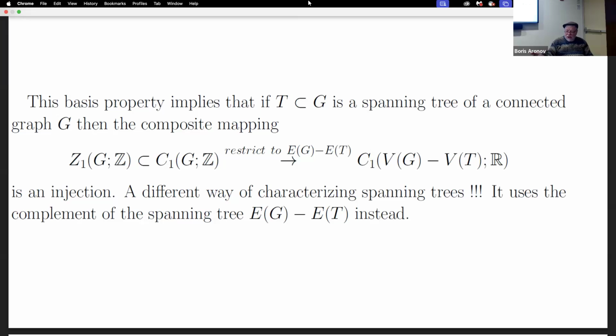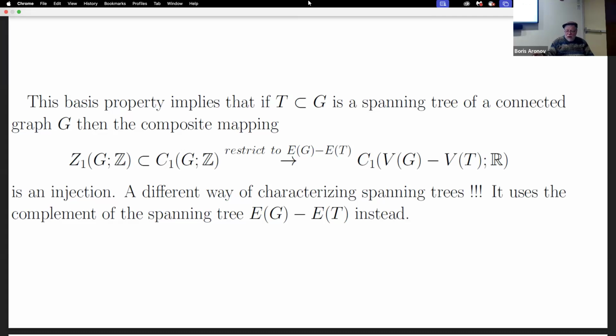Okay, yeah. So over here, I could look at the cycles that I formed by starting with an edge outside the spanning tree. That's sitting inside the set of all the sums of the edges, and then I can look at the cycles on the vertices of G minus the vertices of the tree, and I capture all the cycles by knowing what's going on outside the spanning tree. So that's the statement that this linear map is an injection.